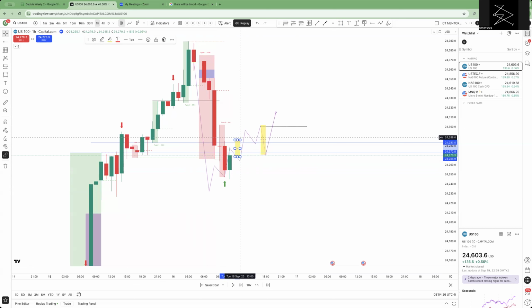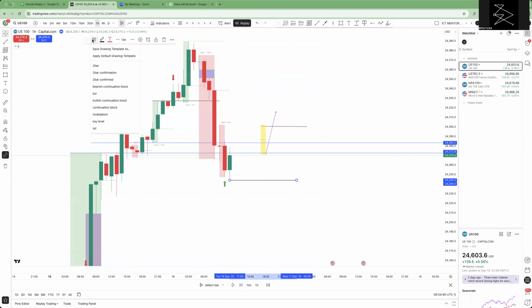Right. So we delete this, we delete this. It's beautiful when we anticipate something and it happens. First things first, expansion, expansion, because it's a continuation setup. The first candle that closed back, our bearish continuation block. Close below this, but I am not using it yet.